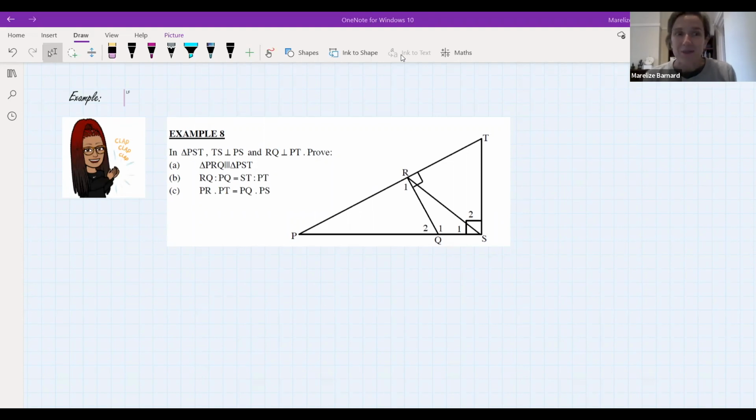So I was told by Ms. Lee that you are doing a bit of a recap of similarity. Last time you did proportionality. So tonight we're going to look again at similarity. So let's jump right into it.